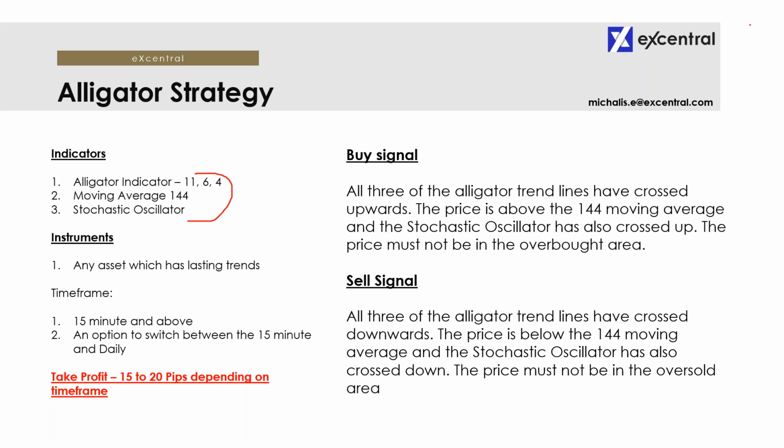The second indicator that I'm using is the moving average. The type of moving average that I'm using is a 144-day simple moving average. And I'm also using a stochastic oscillator. I put my figures here as well for the Alligator Indicator. By all means, though, you're more than welcome to alter those, and you will have to alter those at some point, depending on the type of volatility you're seeing in the market, the type of trend you're seeing, the assets you're trading, and so on and so forth.